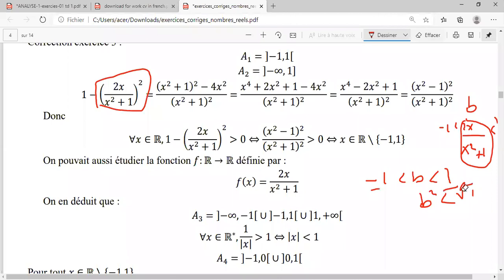Is there a different way? I'm not satisfied. Neither am I. Not satisfied? Yeah.